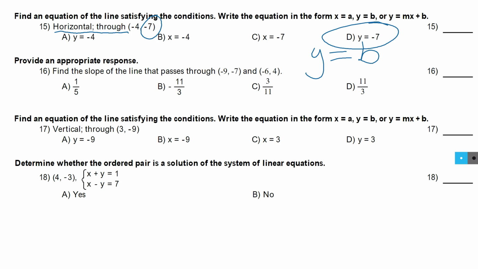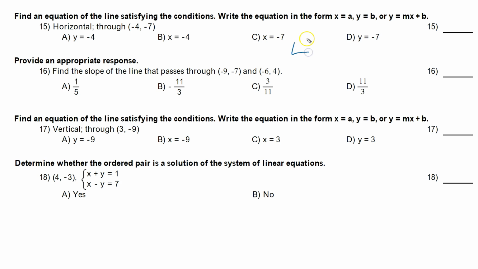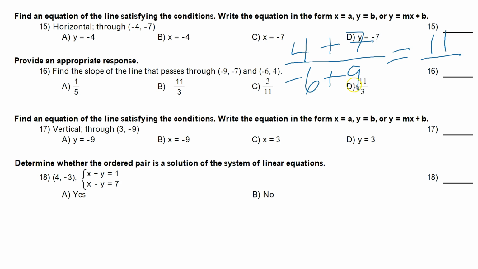Now, what is the slope? For this one, we have to figure out the slope as we did before. So this would be 4 minus a -7, which makes it a +7. And this is a -6 minus a -9, which makes it a +9. So here our numerator is 11, and this is going to be 3. So 11/3 is letter D.